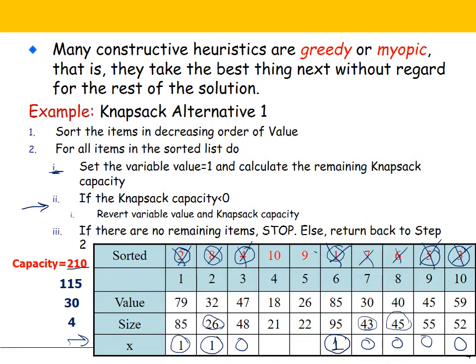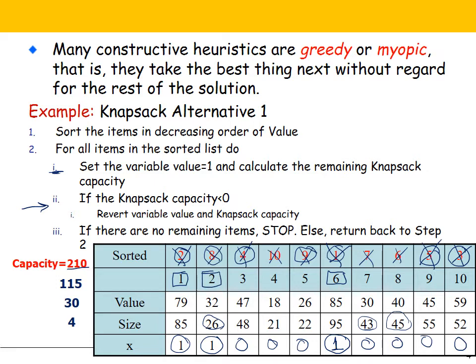And now the next item is item 9, but its size is greater than 4, so we cannot take that item. So it's 0, and we evaluated item 9. And for 10, again, its size is greater than the remaining capacity 4, so it is also 0. And this is the solution. We are just taking items 6, item 1, and item 2.